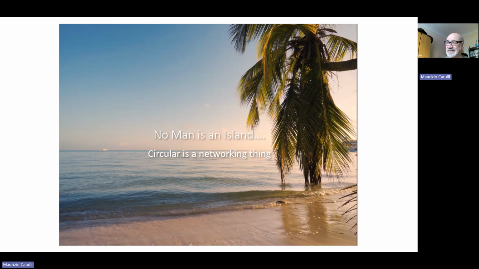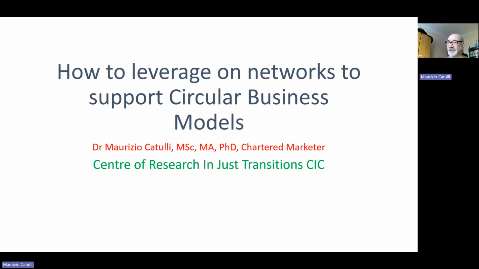The phrase there is "no man is an island," and what I want to say is the circle is a networking thing, meaning that if you want to design and implement a circular business model, you need to know that you need a network in order for it to work. And I'm going to explain what that means in this presentation. So that's the title. How do you leverage networks to support the circular business models?